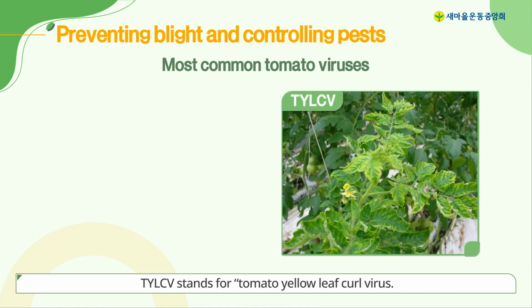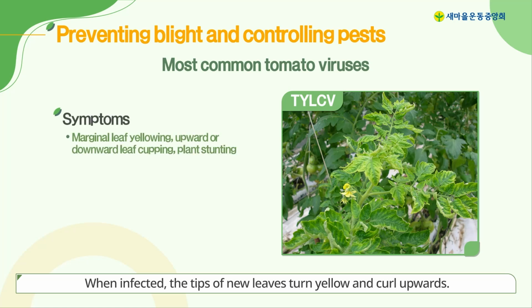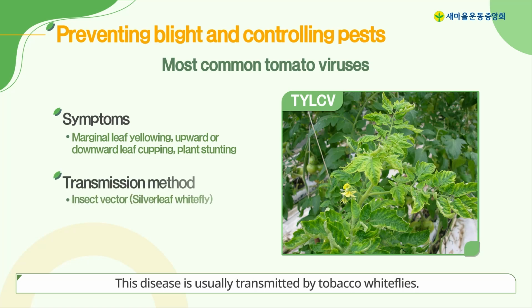TYLCV stands for tomato yellow leaf curl virus. When infected, the tips of new leaves turn yellow and curl upwards. When tomatoes are infected with this virus in the early stages, production decreases 100%. This disease is usually transmitted by tobacco whiteflies. Tobacco whiteflies carry this virus to plants most of the time.